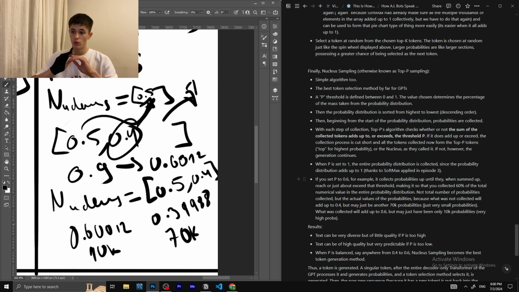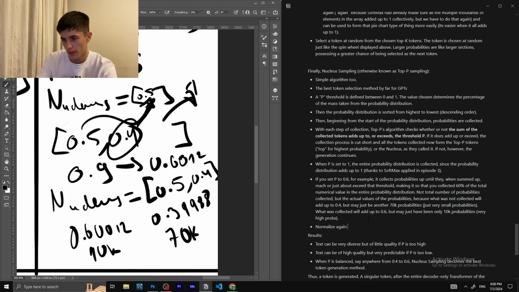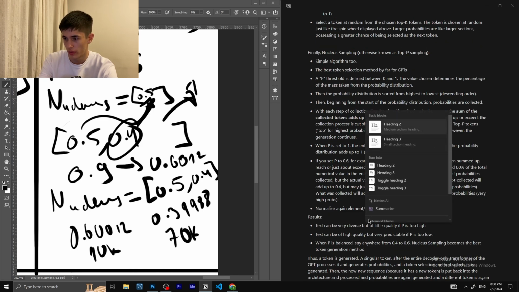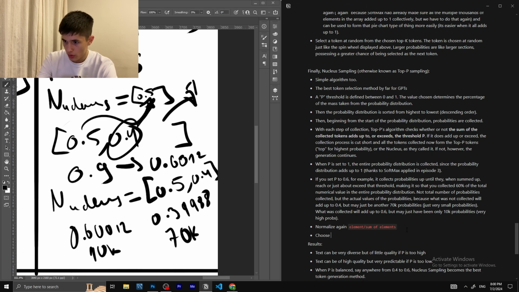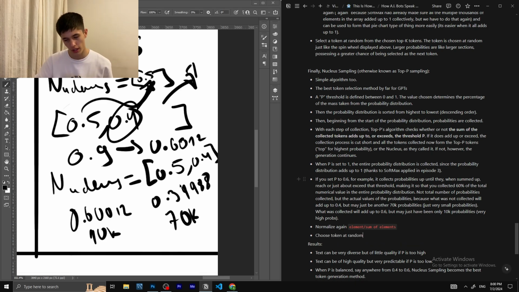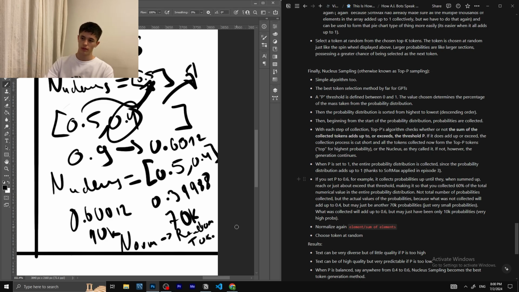And from that nucleus, you renormalize it again, right? I'm not sure why I didn't write this. Did I write that? Yeah, okay, so normalize again by going element divided by sum of elements, and then there you have it. Choose a token at random. We do the normalization again, then a random token from that spinny wheel thing. So element divided by sum of elements, we do that so that these add up to 1 again. Now what are the results?